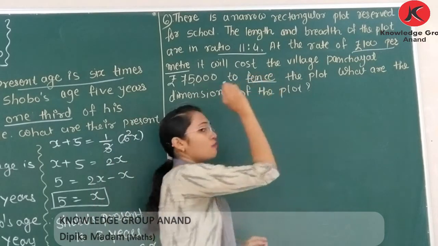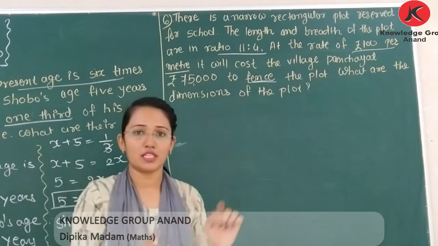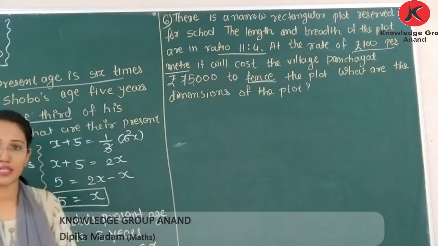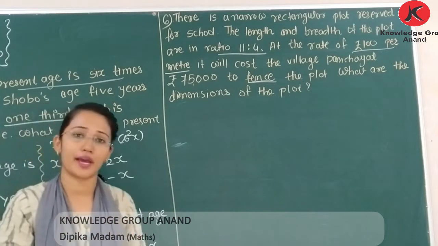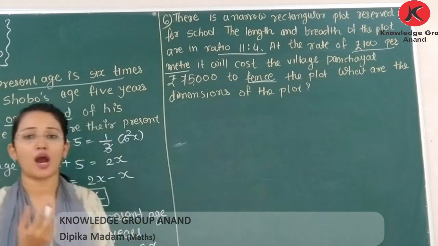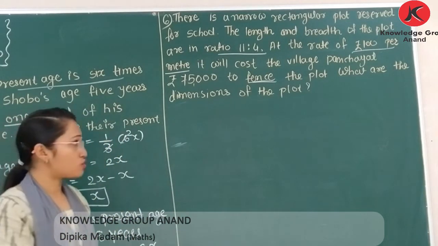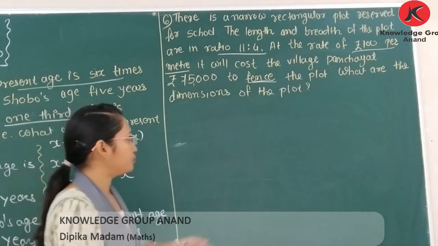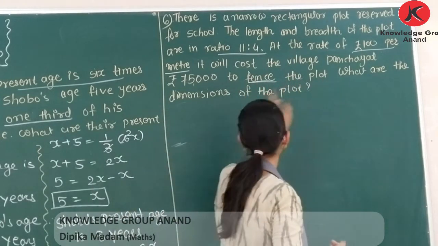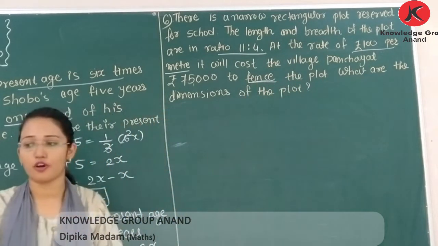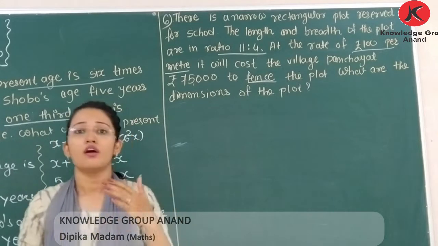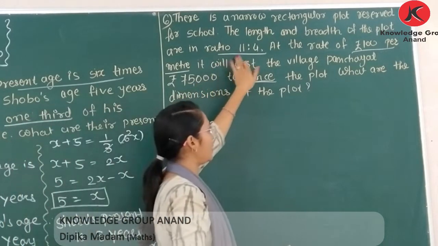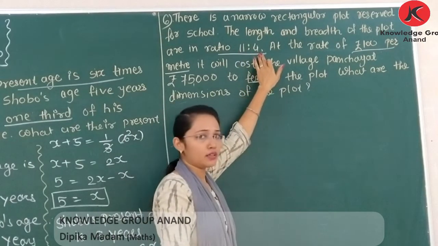What do you mean by fencing? Fencing means outer boundary, and if you want to find the fencing cost, it means you need to find the perimeter. Why? Outer boundary is nothing but perimeter. So first of all, we need to find the perimeter of the rectangle. Friends, what are the dimensions of the plot? So first of all, find the perimeter of the rectangular plot, with 11x and 4x for length and breadth.